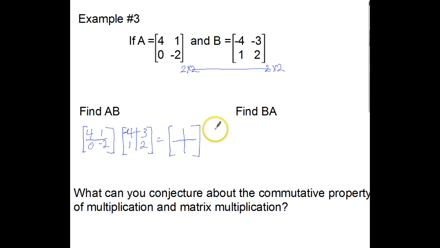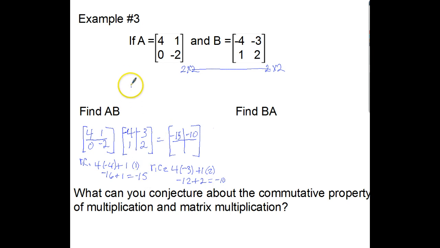Row 1 times column 1 right here. So let's do R1C1. So it's going to be 4 times -4 plus 1 times 1. We have -16 plus 1, -15. Okay. Row 1, column 2. 4 times -3 plus 1 times 2. -12 plus 2, -10. Negative 10 goes here. I'm running out of room down here.